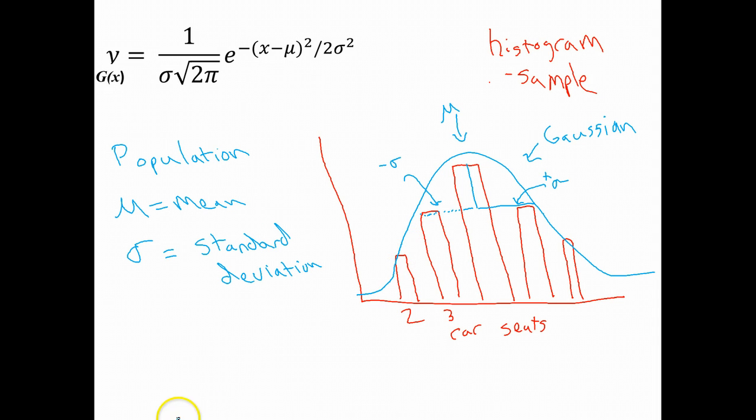All right, and so when it comes to the histogram, we're dealing with a sample. And for a sample, we also have a mean and a standard deviation. We represent them by x bar and s.